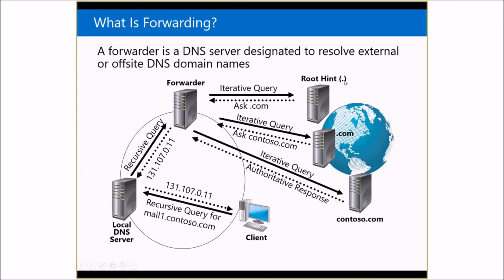That's represented by a dot. So all DNS names like mail1.contoso.com have a dot at the end, even if you don't type it in. It's implied, okay? It's hierarchical. It starts at the dot, which is the root, then goes to the next biggest thing, .com, then contoso, okay? So in this case, the forwarder will do an iterative query to the root servers and ask, do you know mail1.contoso.com? The root server will say, no, I don't.